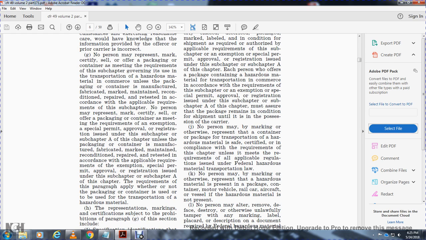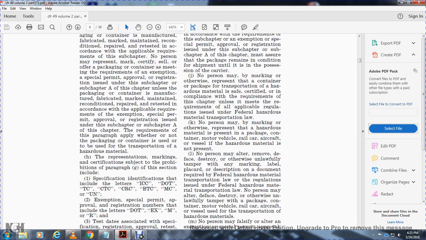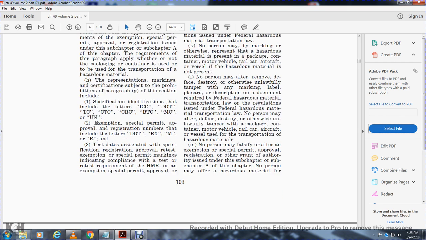Hazardous material transportation law. No person may mark or otherwise represent a package, container, motor vehicle, rail car, aircraft, or vessel as containing a hazardous material when the hazardous material is not present. No person may alter, remove, destroy, or otherwise unlawfully tamper with any mark, label, placard, description, or document required by the federal hazardous material transportation law or the regulations issued under it. No person may alter, deface, destroy, or otherwise unlawfully tamper with any package, motor vehicle, rail car, aircraft, or vessel used in the transportation of hazardous material.